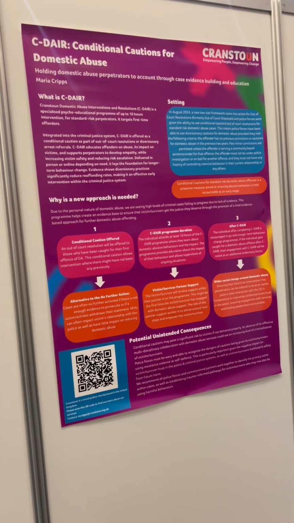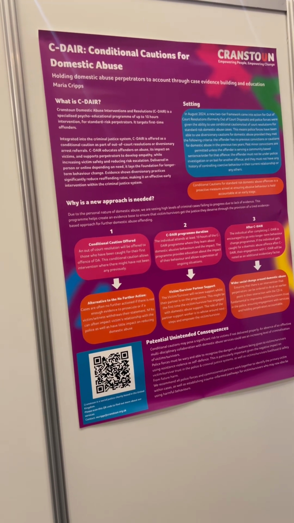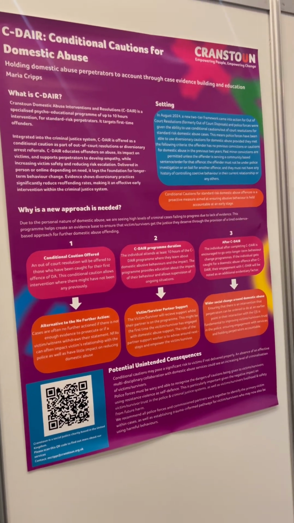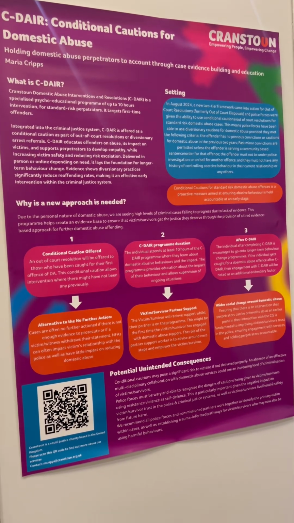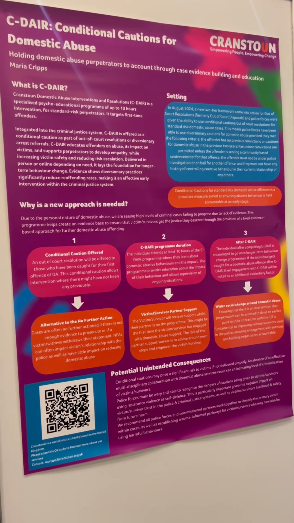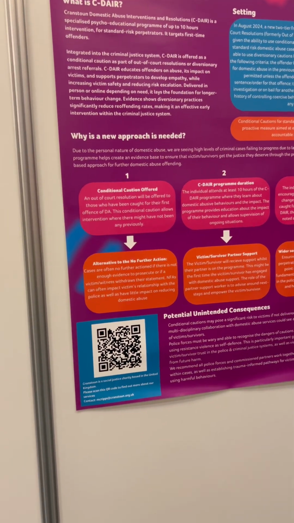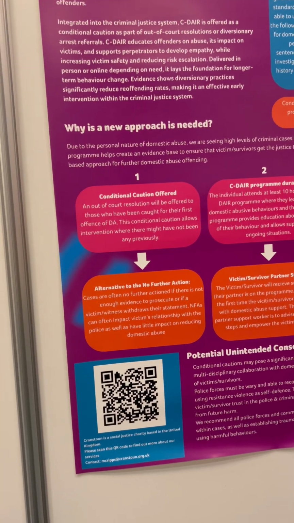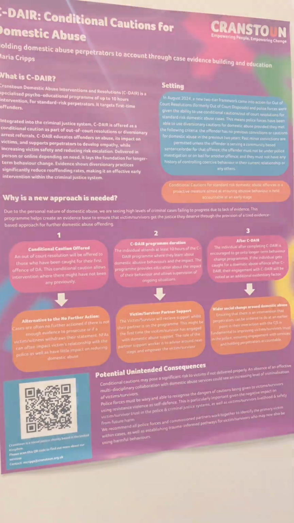From our friends at Cranstoun, it's about the CDARE and conditional cautions for domestic abuse. So this is about perpetrator interventions, and you can see how brilliantly colourful it is. I'm glad I hadn't done this poster because maroon is not my colour, and I would have had to have dressed in these colours because I'm like that. But it's really good, and there's a QR code as well about Cranstoun, the social justice charity in the United Kingdom. So that's a really good idea as well if you're promoting your own organisation.